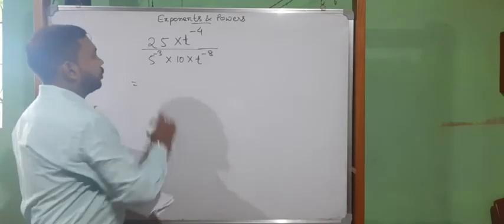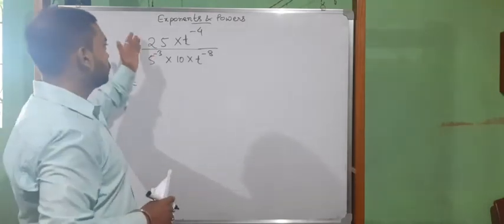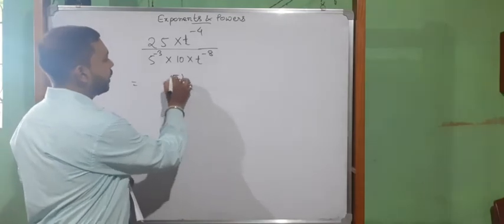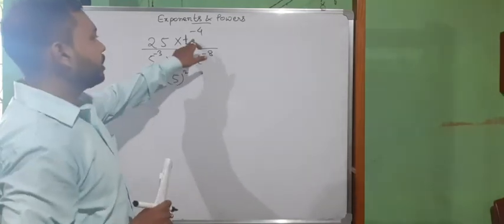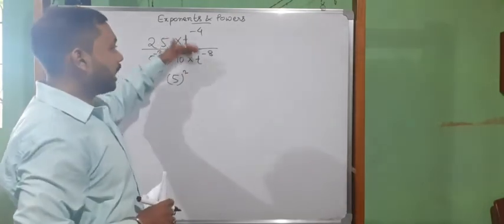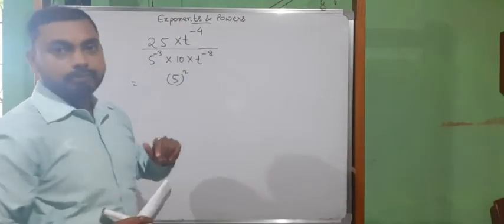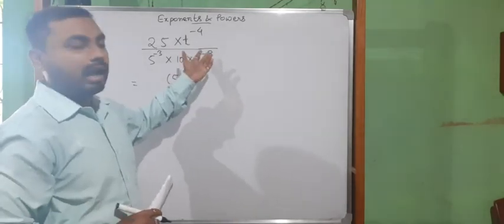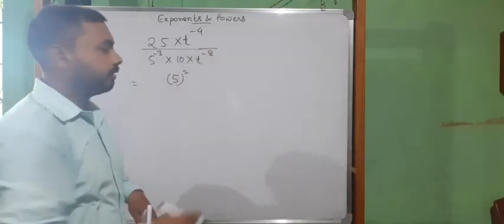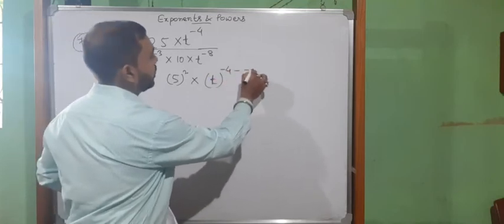Now 25, as you know, is a composite number, so let me do the prime factorization, and 25 means 5 square, so let me write 5 square. Now you can see it is t to the power minus 4, and in the denominator again there is t to the power minus 8. So we can apply the exponent rule: the bases are the same, the powers are different, and it is in divided form, so the powers will be subtracted. So we can write t raised to the power minus 4 minus minus 8.